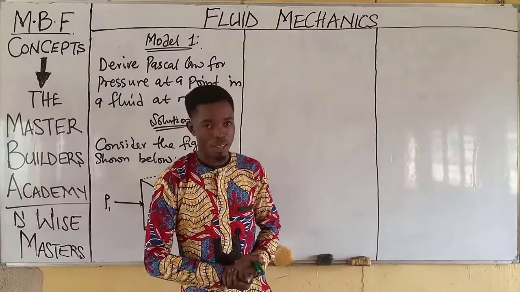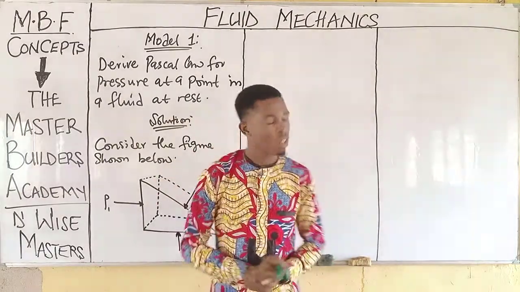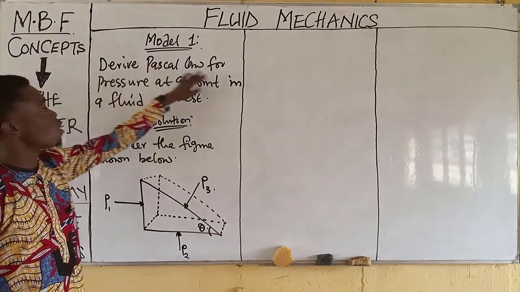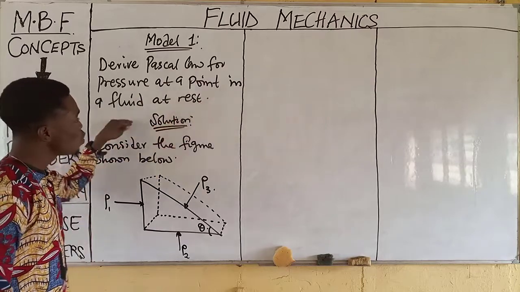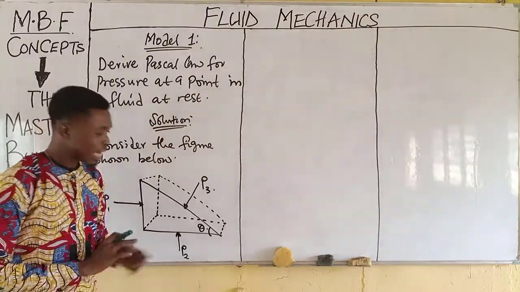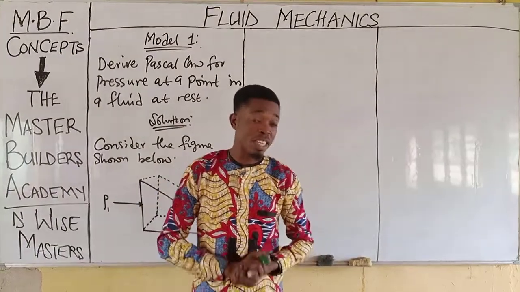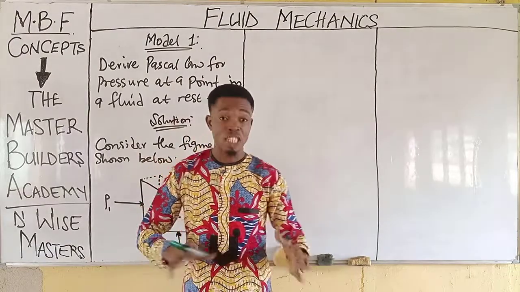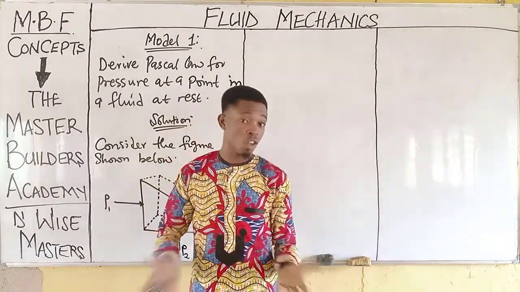Now guys, we have the very first part of this derivation of the law. Now we are asked to derive Pascal law for pressure at a point in a fluid at rest. Now, generally, the first thing you are supposed to do is to know what Pascal law is all about. Now, in fluid mechanics, Pascal law is actually defined in reference to fluids at rest. And what does this law state?